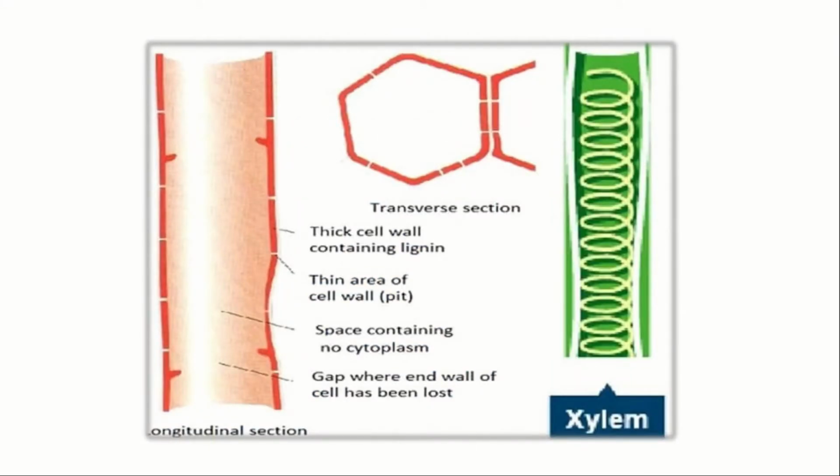Xylem. This is the basic structure of xylem, which is called a longitudinal section. Thick cell wall containing lignin, thin area of cell wall also called a pit, space containing no cytoplasm, and gap where end wall of a cell has been lost. The compound lignin is mainly responsible for the yellowish color of leaves or paper. Because of this compound lignin, after some days the paper will turn yellow.